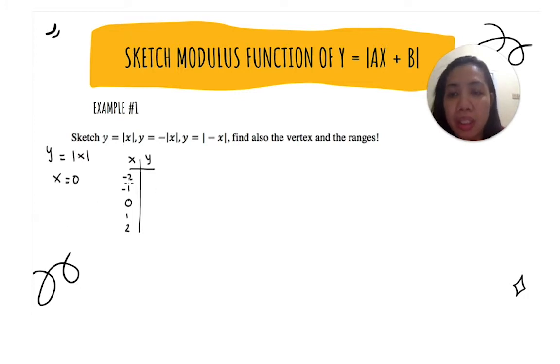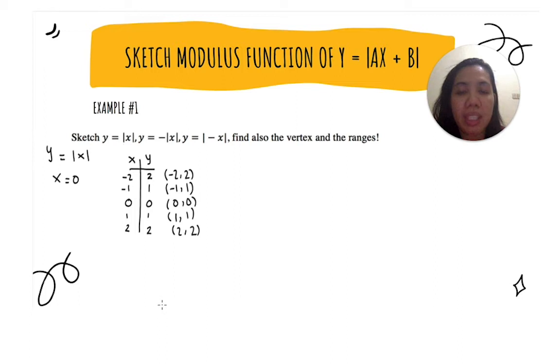Okay, for example, the absolute value of -2 is 2. Now the absolute value of -1 is 1. We put this x into this function, and the absolute value of 0 is 0. The absolute value of 1 is 1, and the last one, the absolute value of 2 is 2. So in here we will have -2, 2; -1, 1; 0, 0; 1, 1; 2, 2.